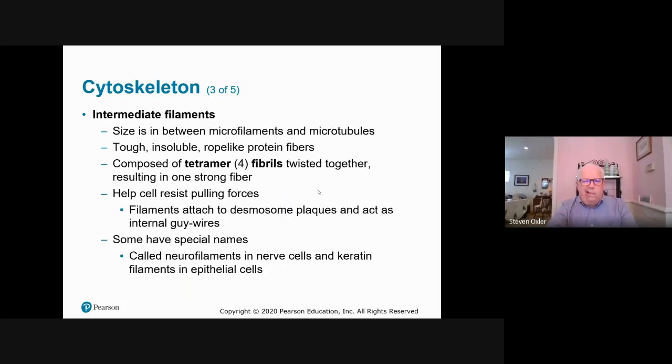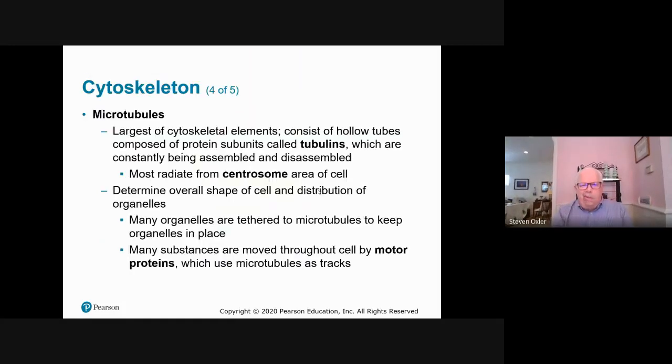Intermediate filaments, basically, you don't really have to know much about it, but it occurs in nerves. Obviously, it is in the middle. It's intermediate. You go from micro to intermediate to microtubules. Microtubules are the largest of all the elements. Basically, microtubules are the motor proteins. They make things move. And that's what I want you to remember about microtubules. Largest and motor.